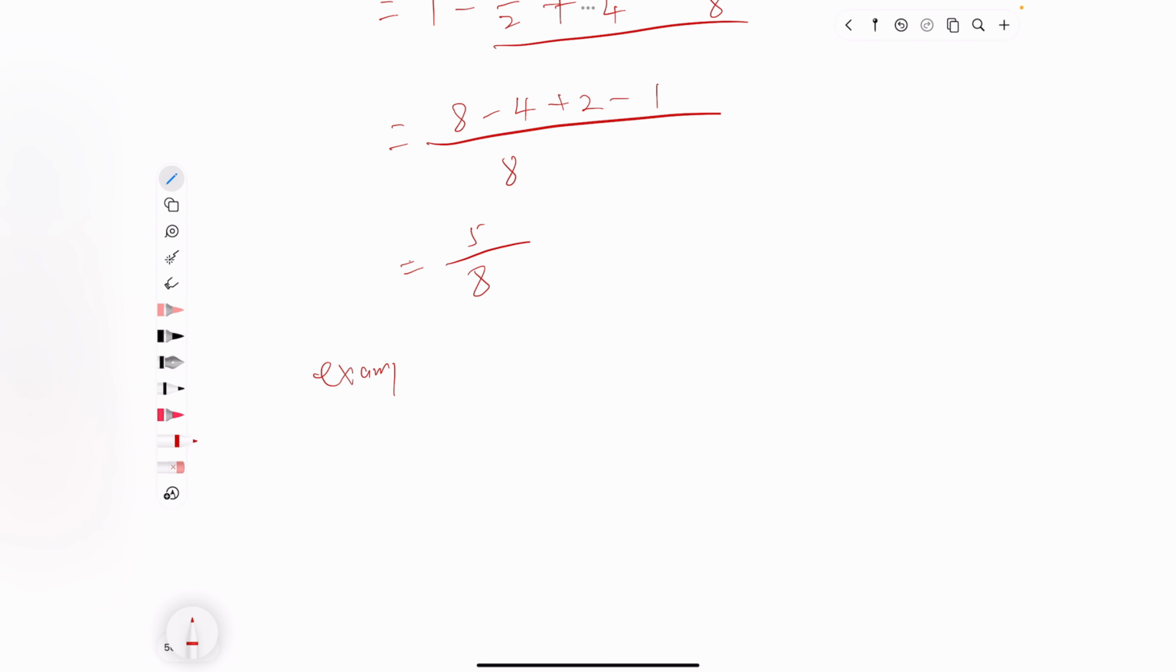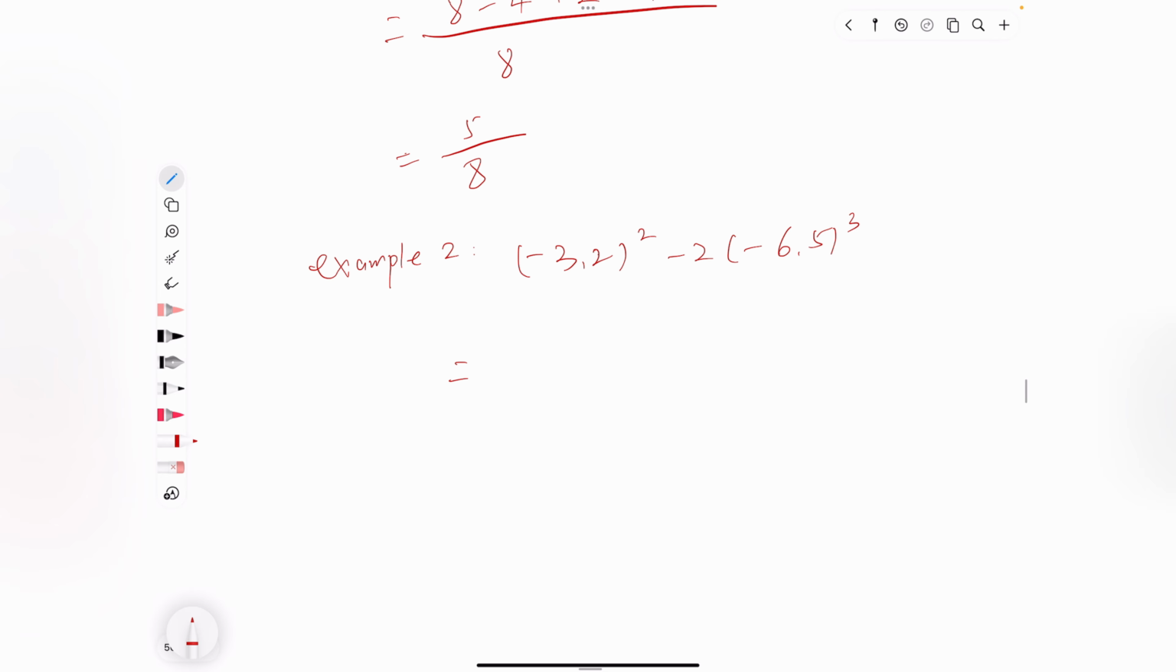Now let's look at example 2. We have negative 3.2 square minus 2 times negative 6.5 cube. So we have even exponent here that will cancel out the negative sign here. So we get 3.2 square minus 2 times. We have odd exponent for this one. So that will still give us negative sign.